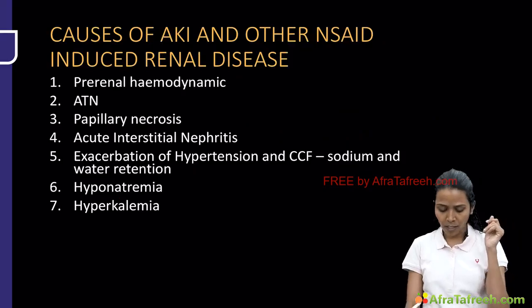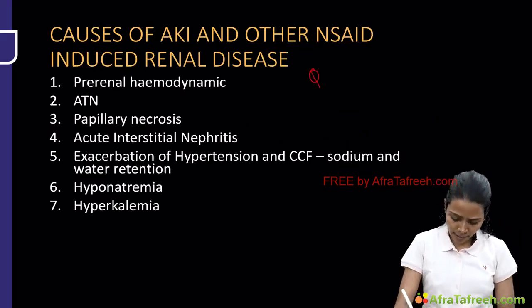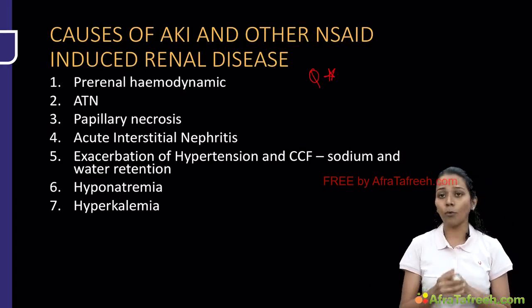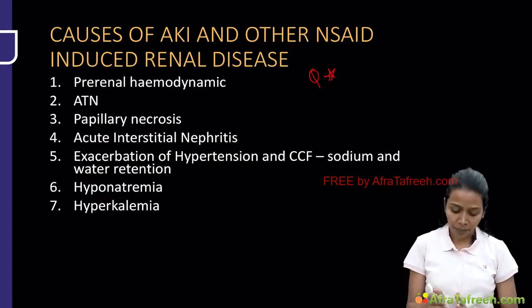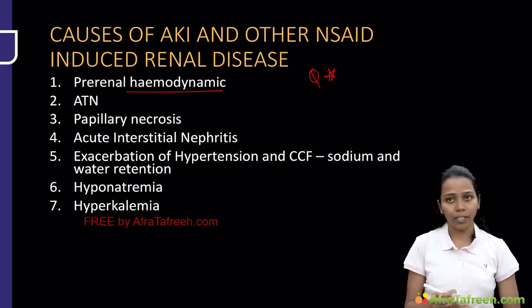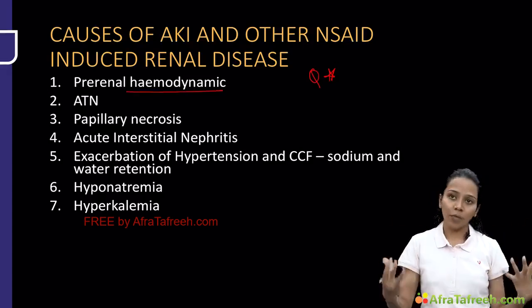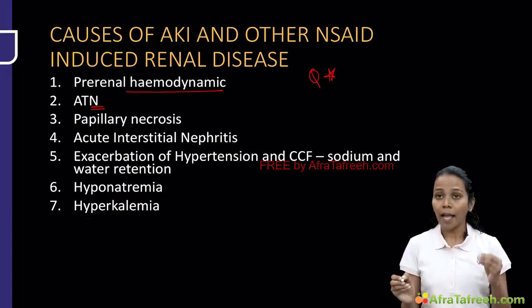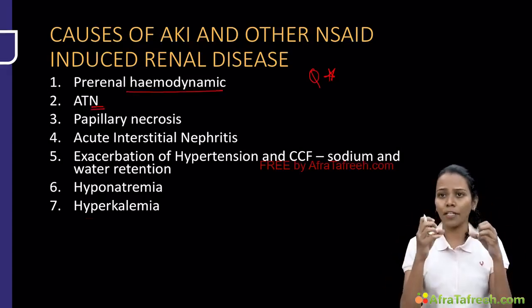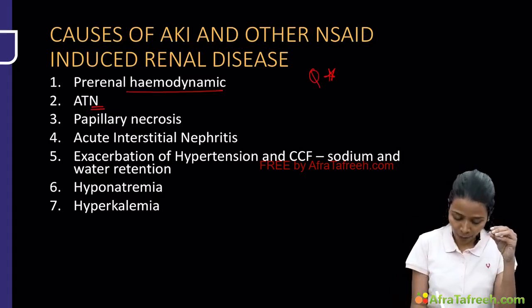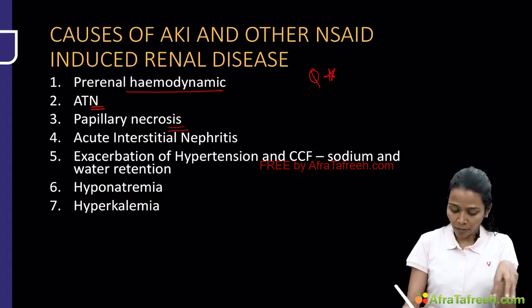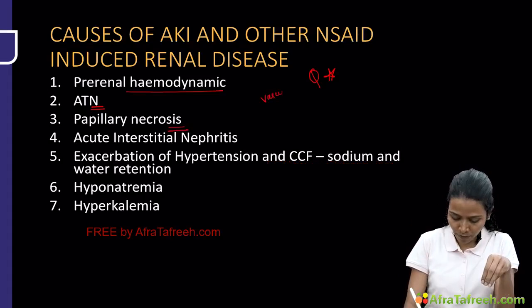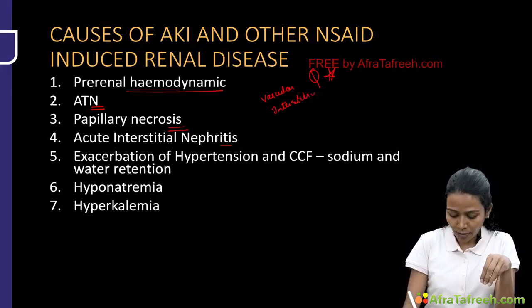Now, this is a very important slide. This has been asked as a question multiple times: how NSAIDs can affect the kidney. We know it can cause pre-renal hemodynamic effects. When this pre-renal hemodynamic insult is large, it can cause acute tubular necrosis, right? And when the blood supply reduces so much, it can also cause papillary necrosis. That is about the vascular part. Next, in the interstitium, it can cause interstitial nephritis, so you can remember that.